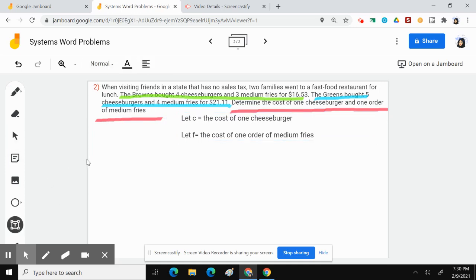Okay. So for the Browns, I'm going to use a matching color to keep this all consistent. They bought four cheeseburgers, so it's going to be 4 multiplied by the cost of one cheeseburger plus three medium fries. Whatever the cost of a medium fry is, I'm going to be multiplying that 3 times. And their total came to $16.53.